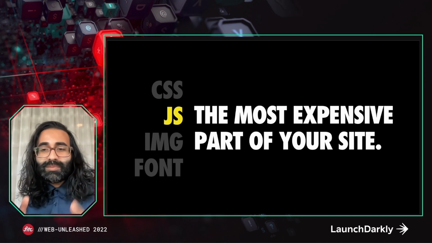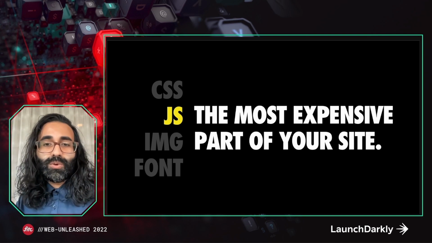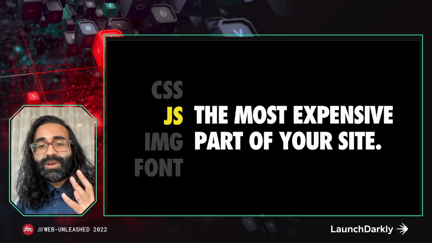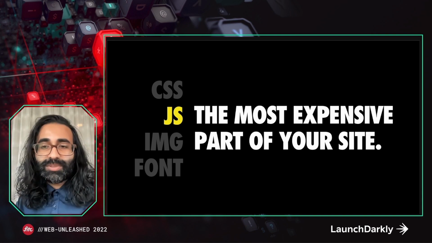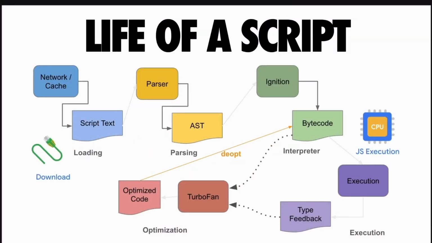Now, the biggest bottleneck in web performance, as I mentioned, is your CPU. And you need to make sure that you're optimizing for your CPU and you're not making big assumptions about what kind of CPUs your users have. It's useful to take a look at a life of a script and how JavaScript engines such as V8 work, just to understand where this all fits in.